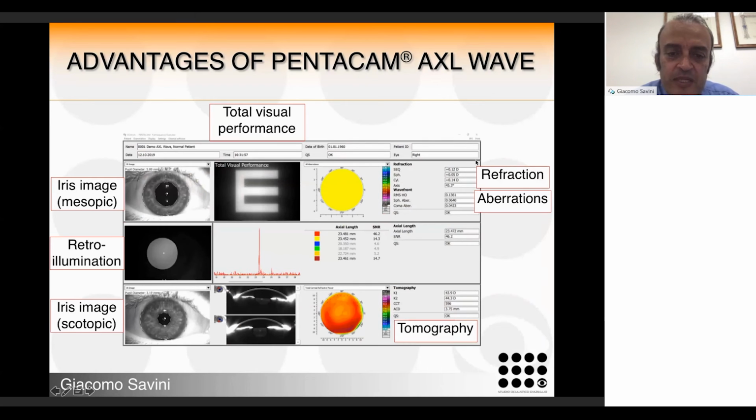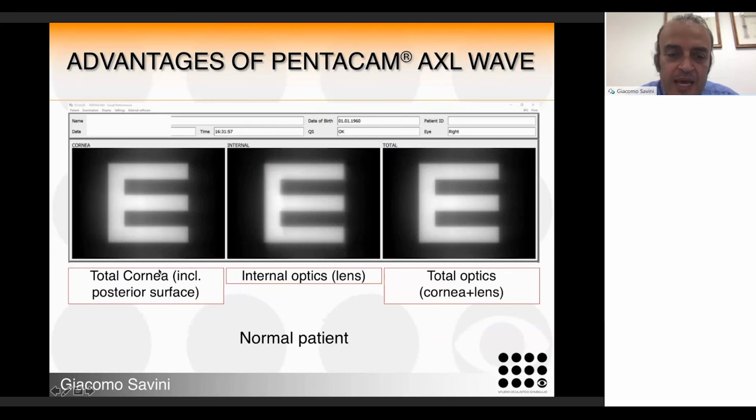You see from the top the total visual performance, so that you can understand and show the patient how his vision is. You have the objective refraction on the right top, the aberration, the higher order aberration. You have the usual tomography. You can see the mesopic and scotopic iris image and retroillumination. And most importantly, you see the influence of total cornea, including anterior and posterior surface.